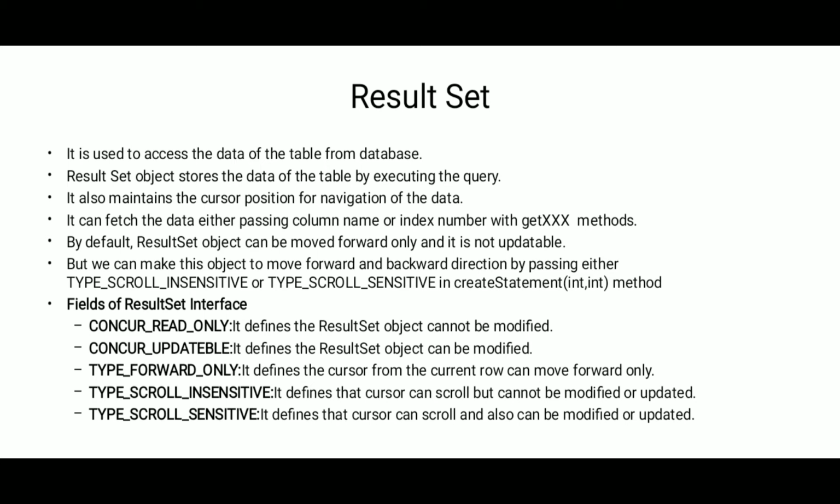There are different types of fields available in the ResultSet interface. Among them, the first one is CONCUR_READ_ONLY. It defines that a ResultSet object cannot be modified. If you want to modify the ResultSet object, then you can set CONCUR_UPDATABLE. If the cursor can move only forward, then set TYPE_FORWARD_ONLY. If you do not want any modification or updation, then define TYPE_SCROLL_INSENSITIVE. And if you want any modification, then set the TYPE_SCROLL_SENSITIVE variable.